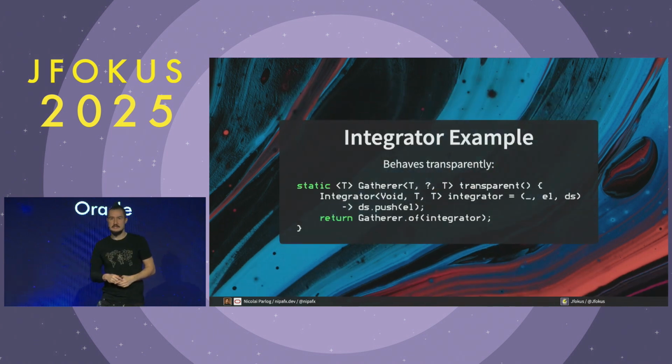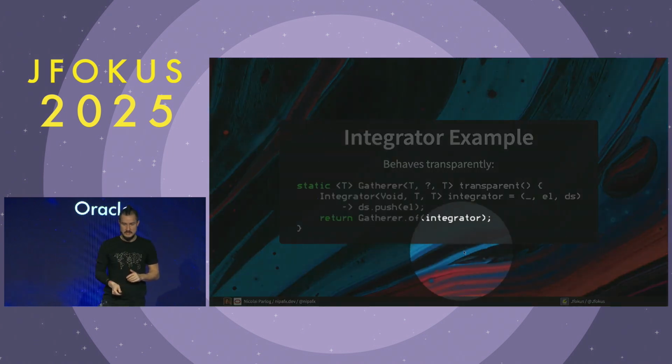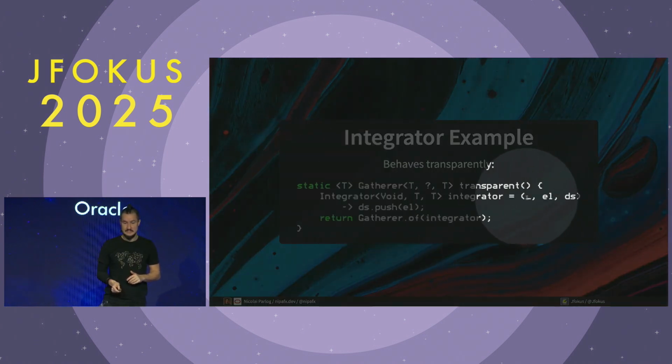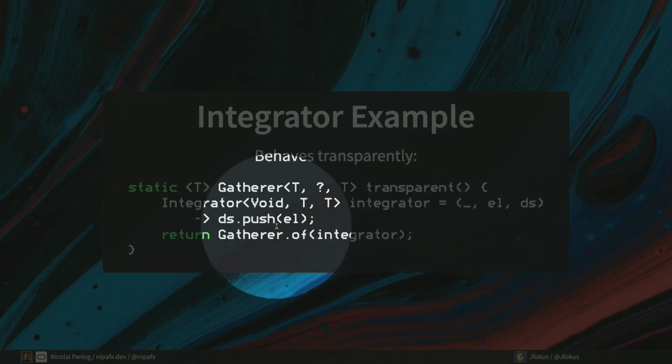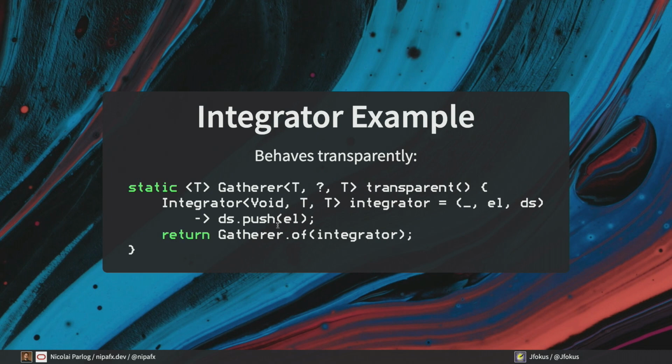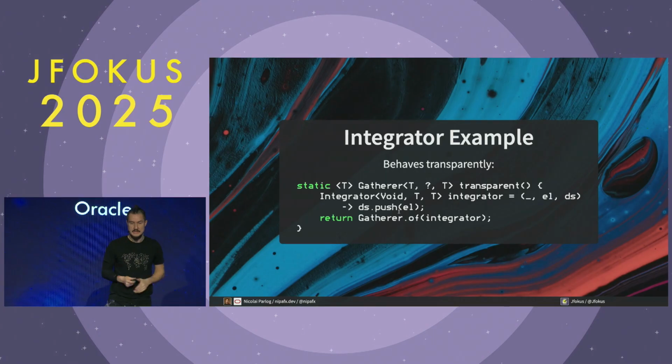So let's create a no-op gatherer. There's a lot of generics. Just trust me that they work out and ignore everything in the angle brackets. It makes it easier to read. The really important part is this one here, where I say my integrator takes a state that I'm not using, so I'm using the underscore to say it's an unnamed variable. I don't need that. The element and the downstream, and then I just push the element downstream. That's all I'm doing here. I'm taking an element, pushing it downstream. So this is a no-op. Nothing really happens here. And then I return a gatherer of this integrator. That's basically like the hello world of gatherers.